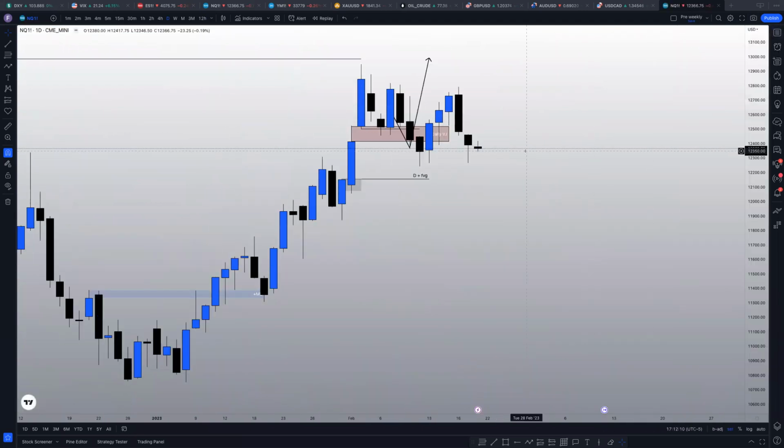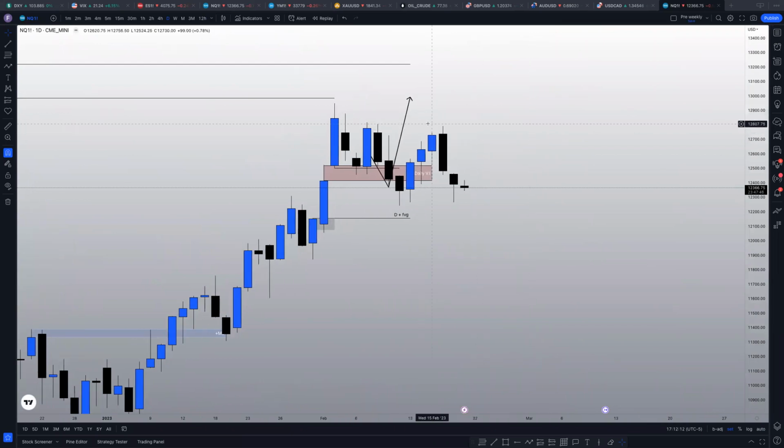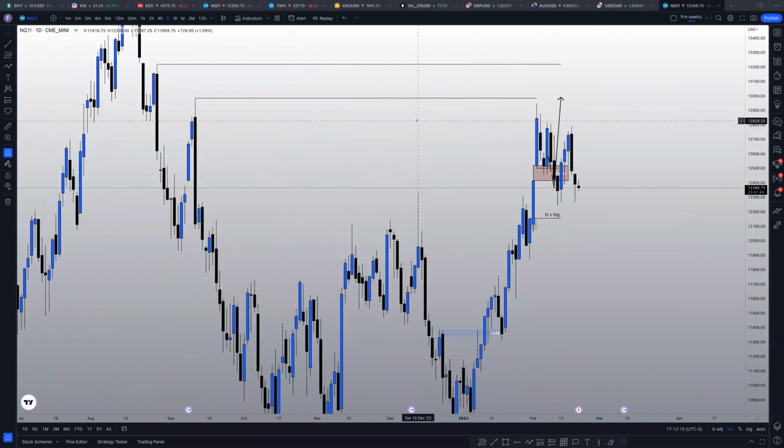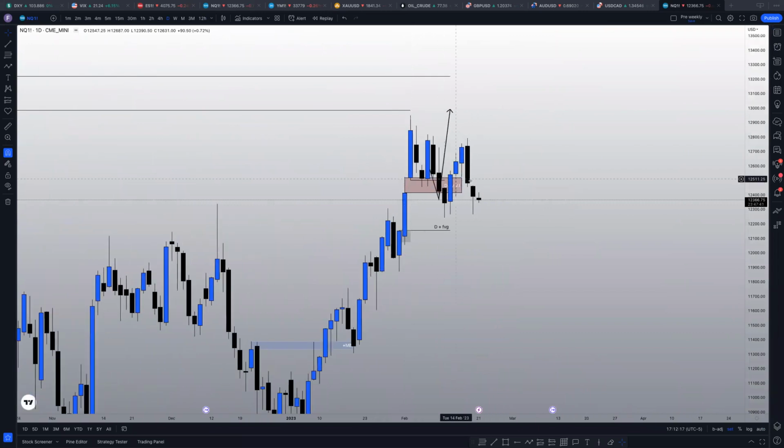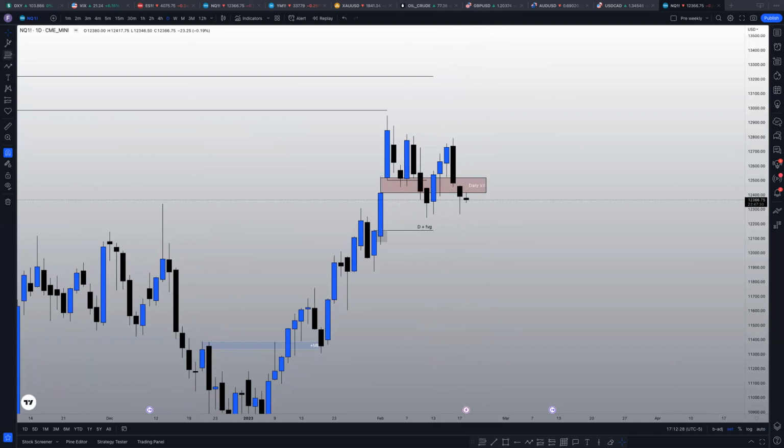NASDAQ, same thing. I am going to be leaving this here. And here, I'd say for NASDAQ though, I'd be more inclined to target the mean threshold of this order block, 12106 flat.